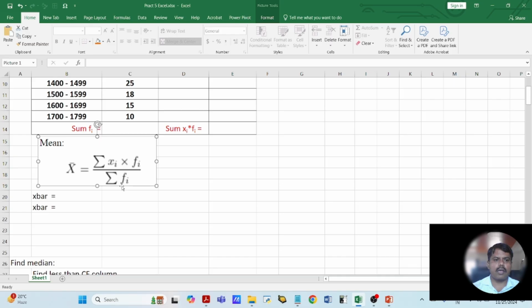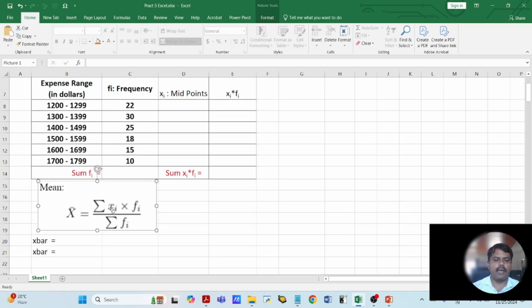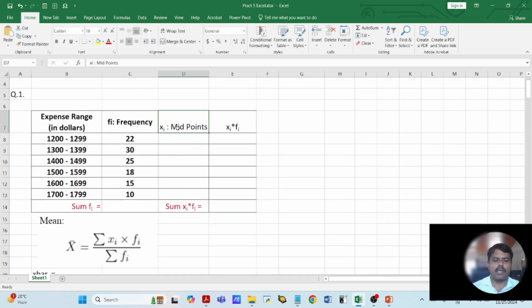Formula for mean is x bar equal to sum of xi into fi divided by sum of fi. So what does it mean by xi? Xi means midpoints. That is midpoints of each class interval or central value of each class interval. So how to compute this midpoint? We take average of lower and upper limits. That is, we take addition of lower and upper and divide by 2. Let's see how to compute.